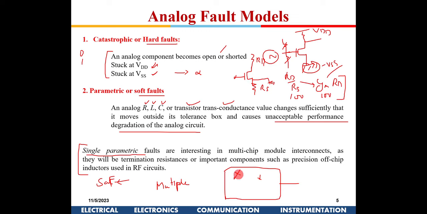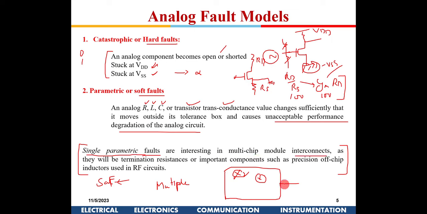But if you see all the algorithms which we covered, we never considered that this will be the fault, also this will be the fault, and then what will be the result. That kind of analysis we didn't do. All the algorithms, if you look carefully, focus on single stuck-at fault. So you could have a single parametric fault, but that has very, very limited applications in the analog domain. That single fault is generally applicable to interconnects.